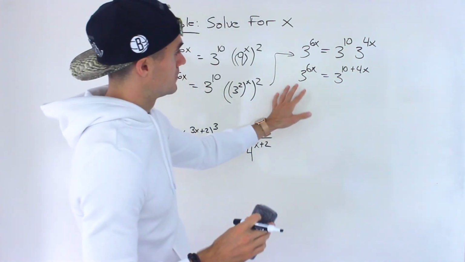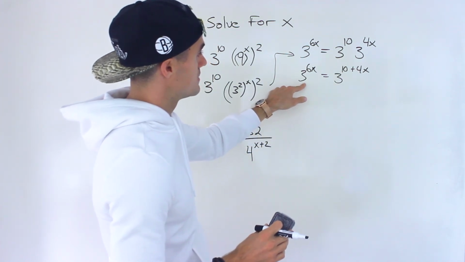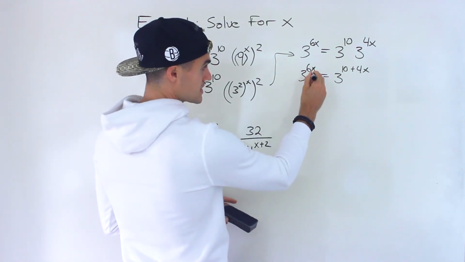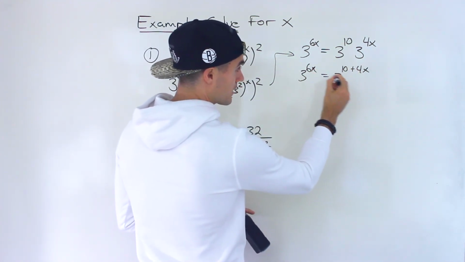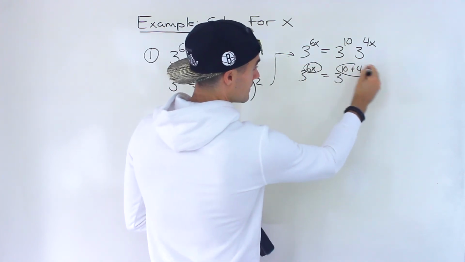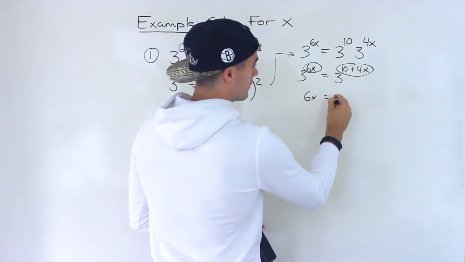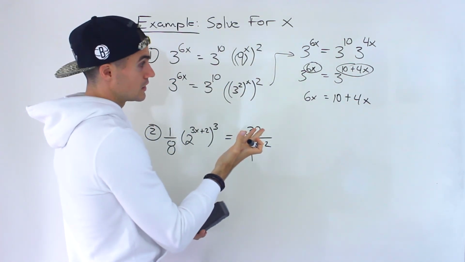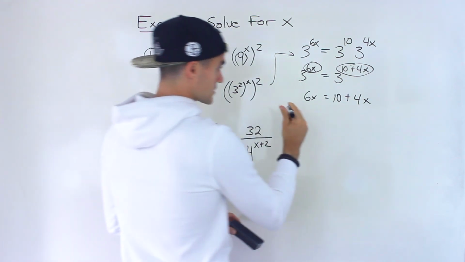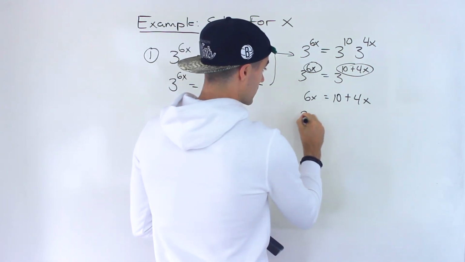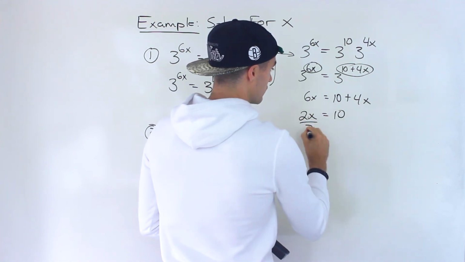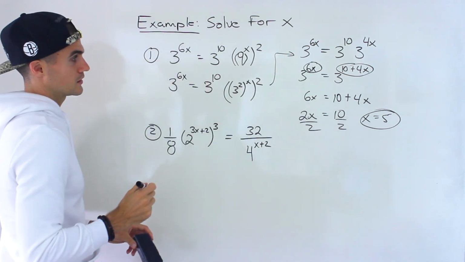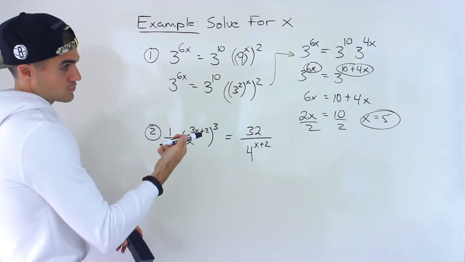Now notice what happens. Same base, one exponential term on each side, so we can just drop the bases, right? If 3 to the power of 6x equals 3 to the power of 10 plus 4x, that means this and this have to be equal. And now this is just a simple linear equation. Bring the 4x over: 6x minus 4x gives us 2x, equals 10, divided by 2, x would be 5, like that.